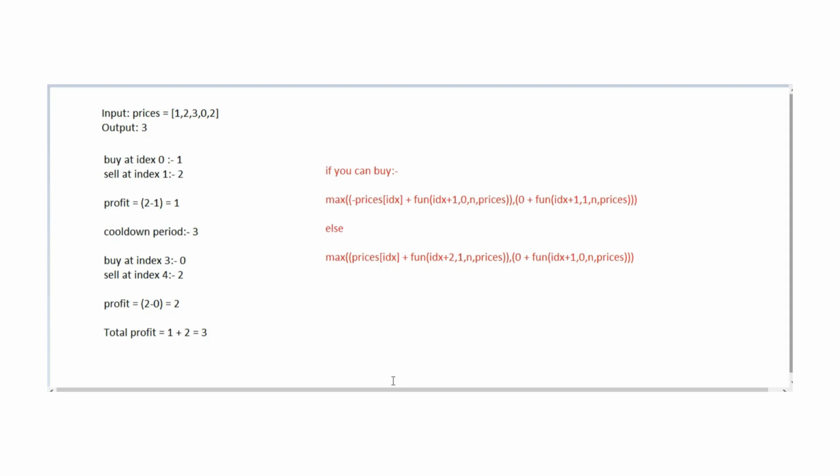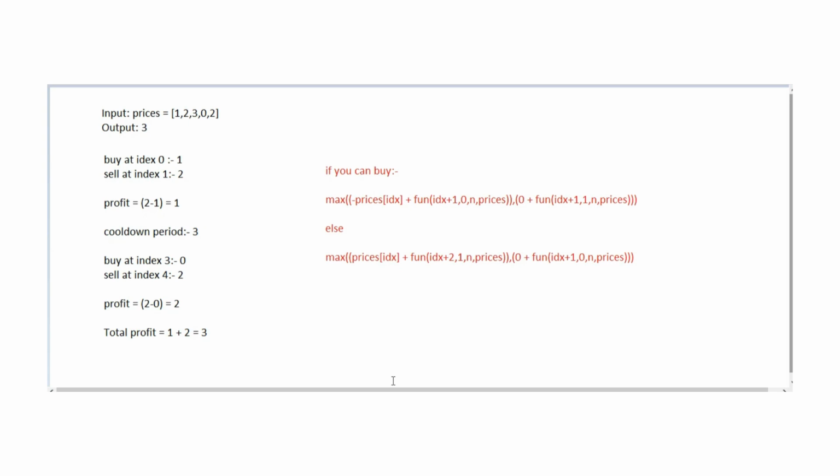If buying is possible, then we have two choices: whether to buy it or not buy it. If we buy it, then in the upcoming days we need to sell that stock. So there is no choice of buying again. At that time we simply make the recursive call for that.